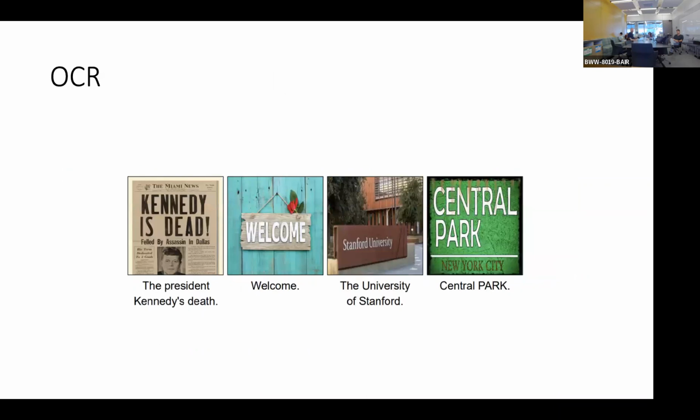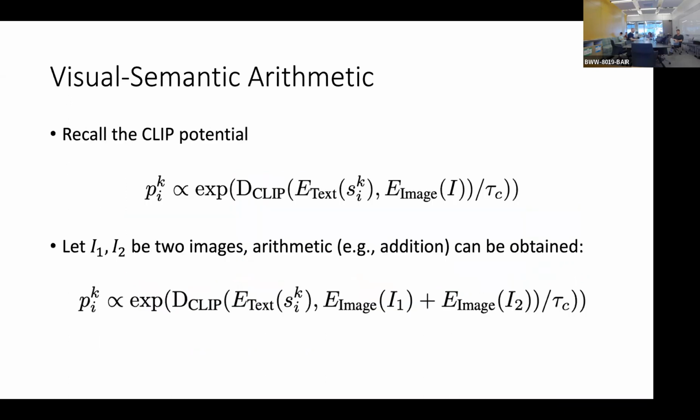OCR, as I mentioned, works as well, which is kind of surprising. And the next idea that we explored is arithmetic with visual. This is something that no one, I think, ever thought we could get to before with any other method. We couldn't think of a way to get that. Now, what is visual semantic arithmetic?